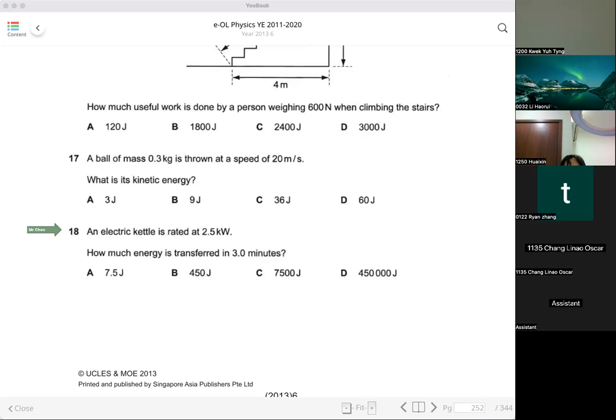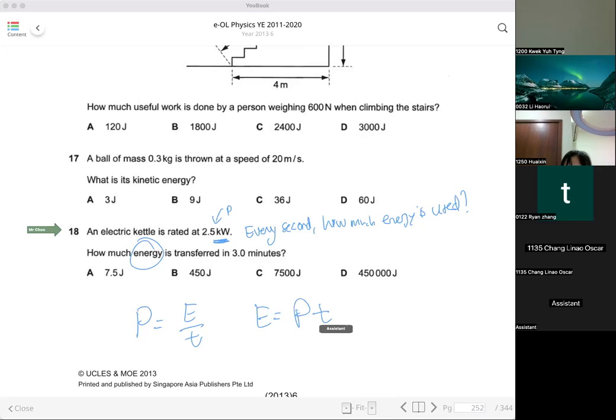Okay, what's the formula you need to know? Power. This is power. Power means every second, how much energy is used. Clear? Okay, so power is the same as energy over time. So if you want to find energy, you rearrange, you get power times time.